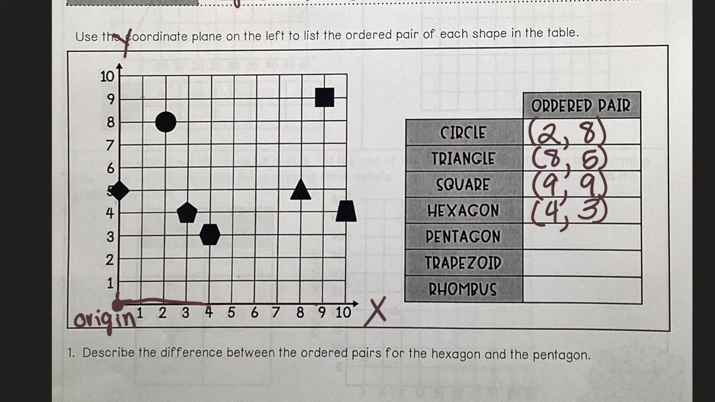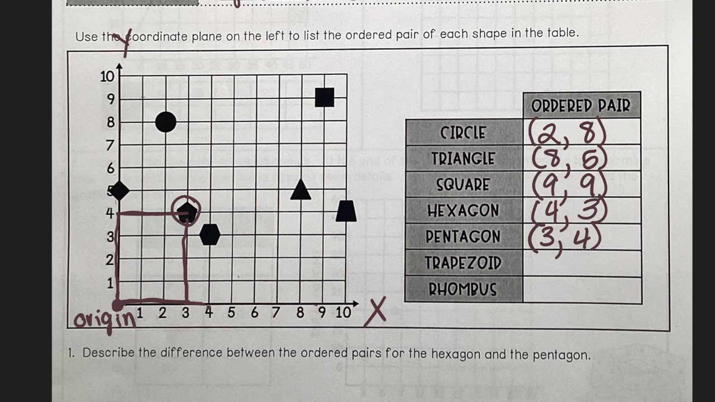All right, next I'm going to look for my pentagon. A pentagon is a 5-sided figure. So this is my pentagon right here. I'm going across from the origin to 3. So that's where my pentagon is located. So that means my x value is going to be 3. And I'm going to go up on my y-axis to 4 because that is where my pentagon is located. So that means that my value for my y-axis is going to be 4.